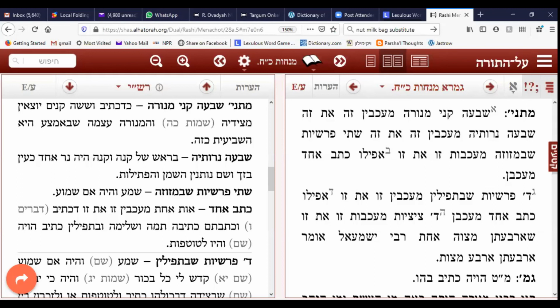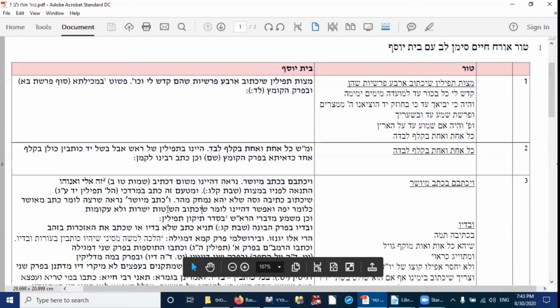Okay, so with that, in the last 15 minutes, we're going to start. Let's see. Make sure that I'm sharing the right screen. It's this. Okay. All right, so here we are. Tur Orach Chaim, Siman Lamed Bet, with the Beit Yosef. Mitzvat Tefillin, Shichtov Arba Parshiyot, Shehem. Right, so the mitzvah of Tefillin is to write four sections from the Torah, and these are them.